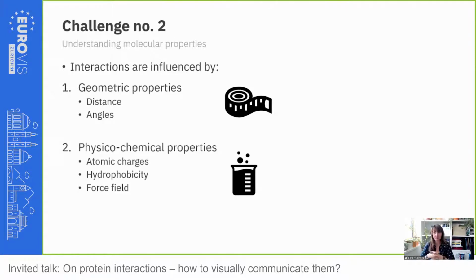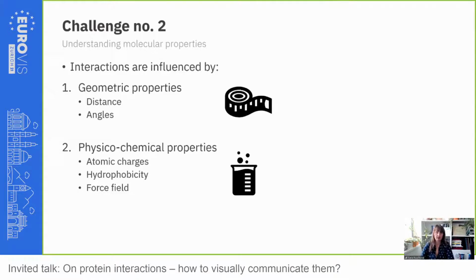And even more importantly, there are some physical-chemical properties playing a role there. So we need to take into account the atomic charges, the hydrophobicity of individual amino acids, the force field calculated for the whole molecule, and so on. All these forces and charges significantly influence whether the actual chemical reaction can happen or is impossible.